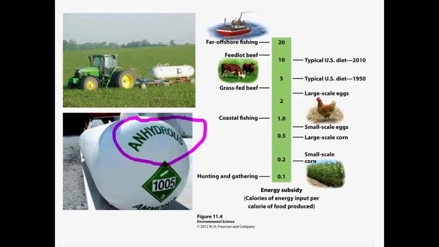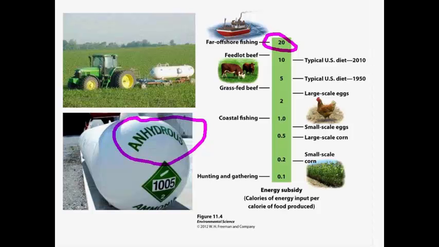One of the things that we have in our book is showing the energy subsidy of agricultural activities. So this is the calories of energy input per calorie of food produced. And we're showing that there are some highly energy intensive activities like feedlot beef and far offshore fishing that might be up as much as 20 calories of energy subsidy for each calorie of, say, swordfish or tuna that you obtain.